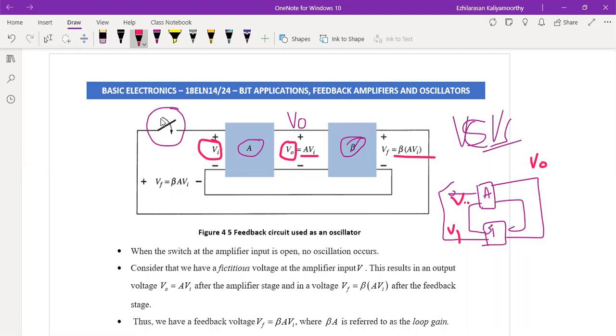See, normally the switch's input is open actually. Now, if the switch is open here, what happens? If it is closed only, something comes over here, then it will process. If the switch is open, there will not be any input signal. Even if there is no input signal, what will happen? There will be no oscillation. The oscillation will not occur.